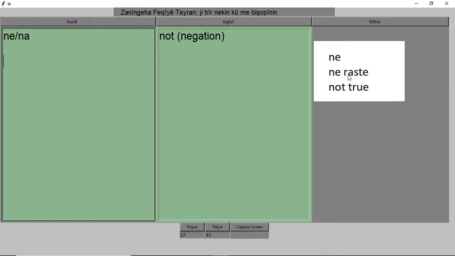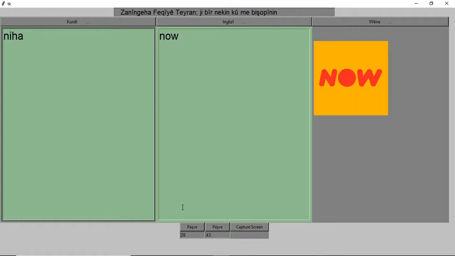What I think is, generally we only use ne when you want to put it in front of this, because I don't remember any other word like na. Nerasta, ne do, neraste, ne khweshe, ne khwesh, ne. So you see, generally you are putting ne, not something else.